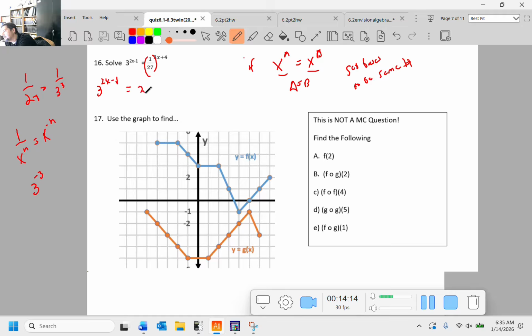The right-hand side is going to become 3 to the negative first, and I already had in the exponential space 3x plus 4. And now that the bases are both 3's, I can just chunk them out the window. I don't need them anymore. So 2x minus 1 equals, let's use the distributive property, negative 3x minus 4. And then we're just going to add 3x to both sides.